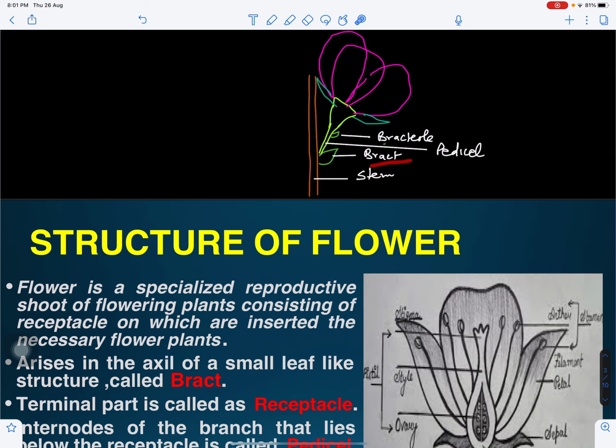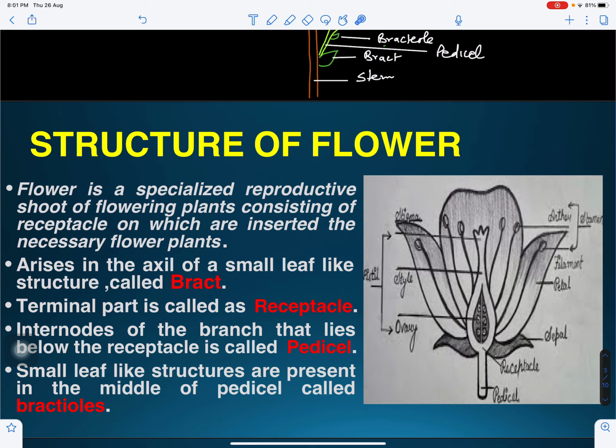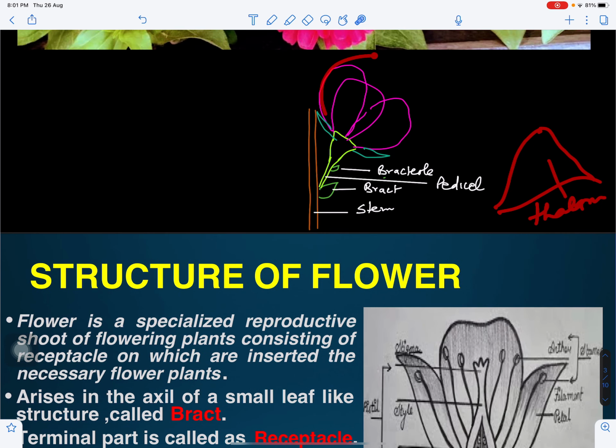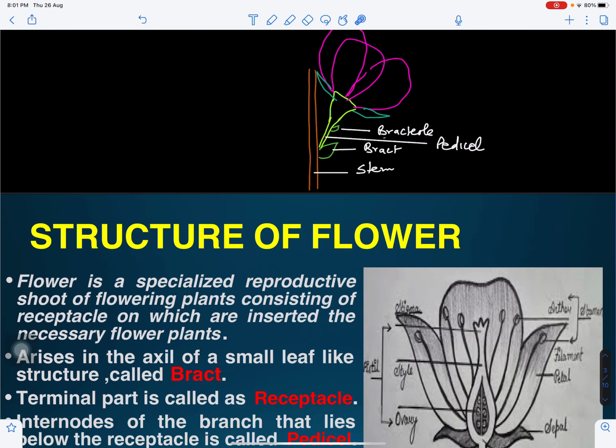If a bract is present, we call the flower bracteate. If a bracteole is present, we call the flower bracteolate. These are some terms which are used to describe the flower. So, a flower is a modification of the shoot. It may have a bract, it may have a bracteole. The stalk is called the pedicel, and this broadened part is called the receptacle. This will broaden up, and it is also called the thalamus, on which these flower organs are born: sepals, petals, stamens, and carpels.